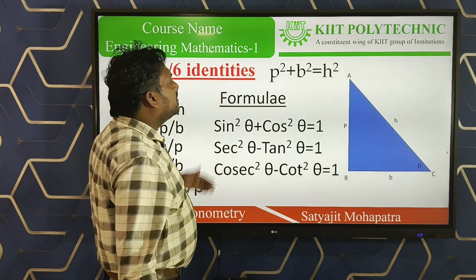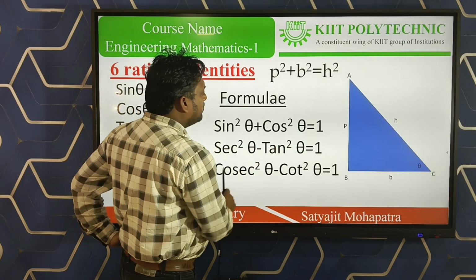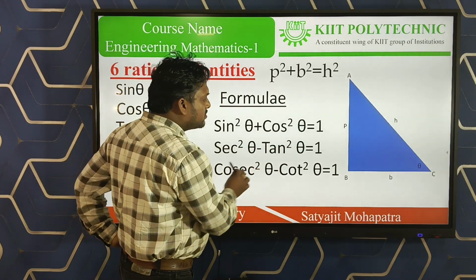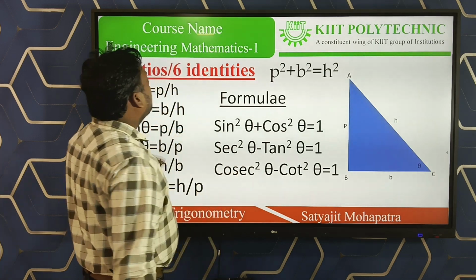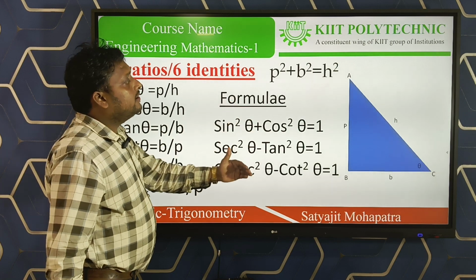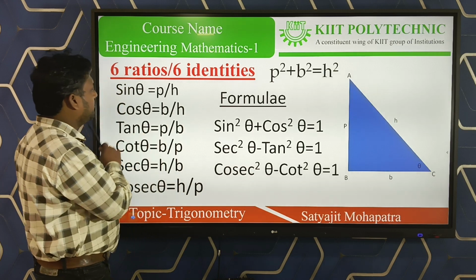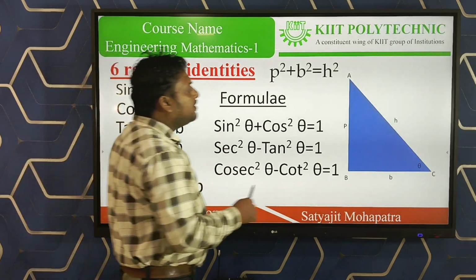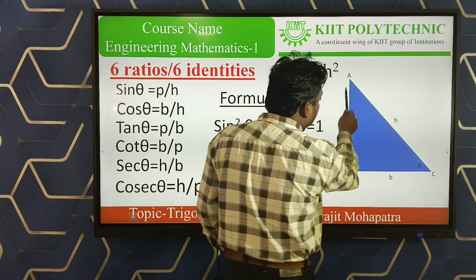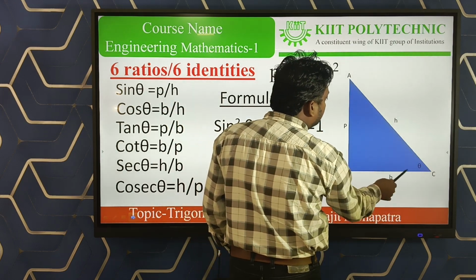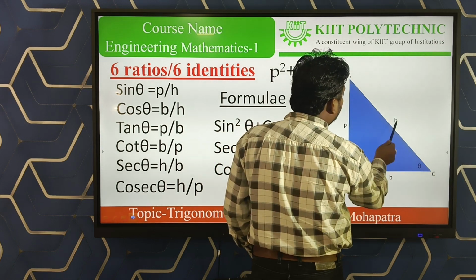These are the formulae. The first 3 formulae of trigonometry: sin square theta plus cos square theta equals 1, sec square theta minus tan square theta equals 1, and cosec square theta minus cot square theta equals 1. And from that triangle, how can one find all the 6 ratios from that right angle triangle? All of you see, this is sin theta. If you want to find sin theta, the formula is P by H, the opposite side of theta by hypotenuse H. So sin theta equals P by H.